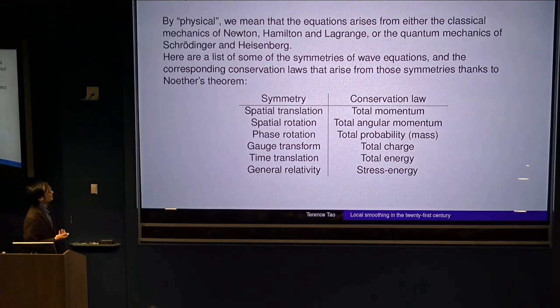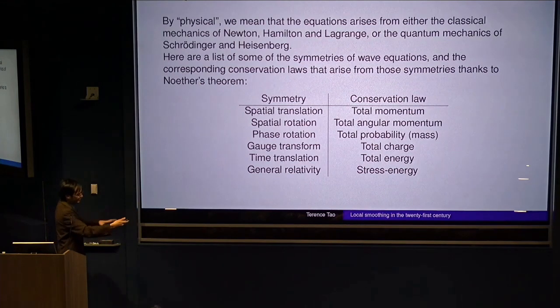But once you have Noether's theorem, you've got this great dictionary. Every time your system has some symmetry, it creates a conserved quantity. Here are some examples. If your system, for example, is spatially translation invariant, which means that if you take your solution to a wave equation and you just move it in space somewhere else, it still solves the same equation.